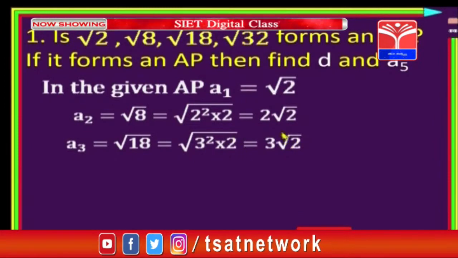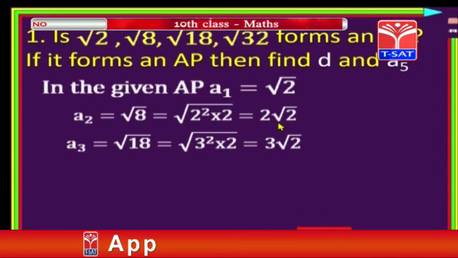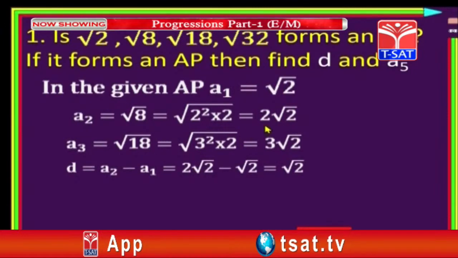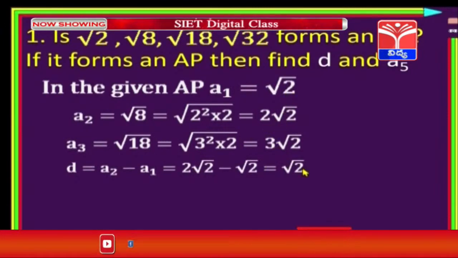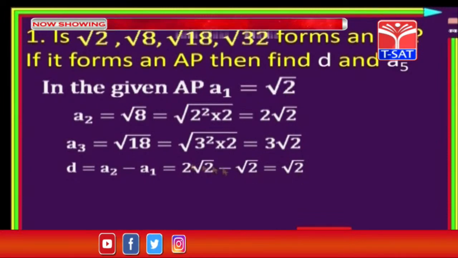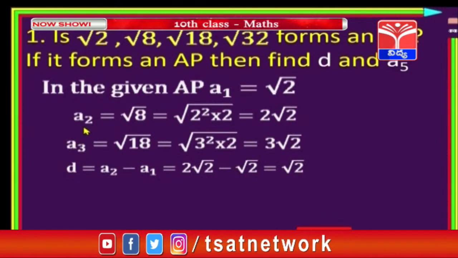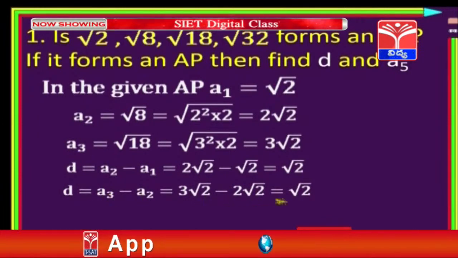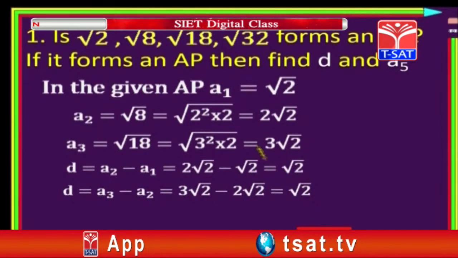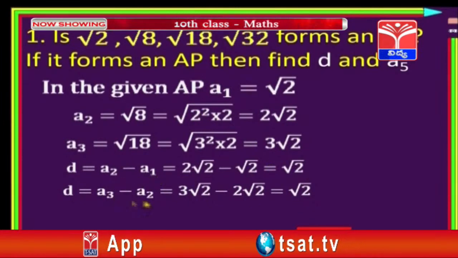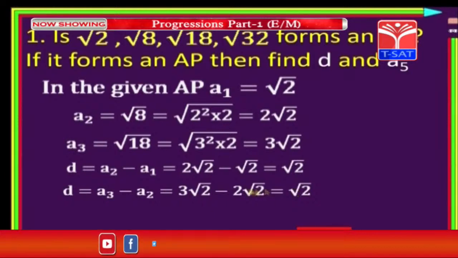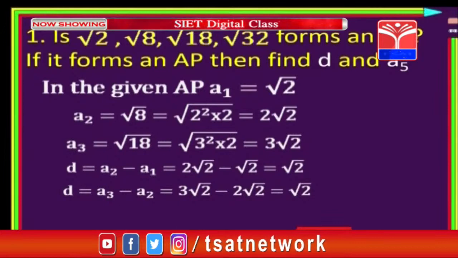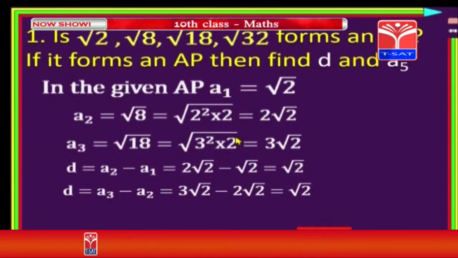Now find the difference between consecutive terms. What is a2 minus a1? a2 minus a1 is 2 root 2 minus root 2, that is root 2. Next, the difference between a3 and a2: a3 minus a2 is 3 root 2 minus 2 root 2, which is root 2. Here the differences a2 minus a1 and a3 minus a2 are both the same. Therefore we can say that the given terms form an AP.